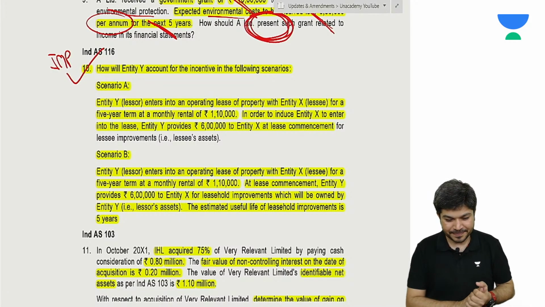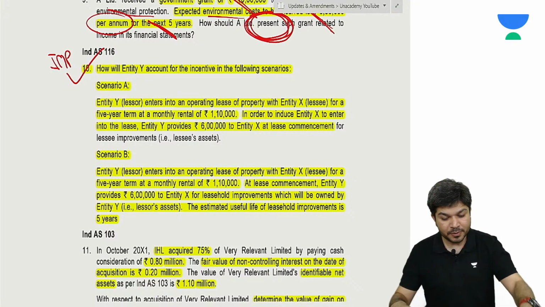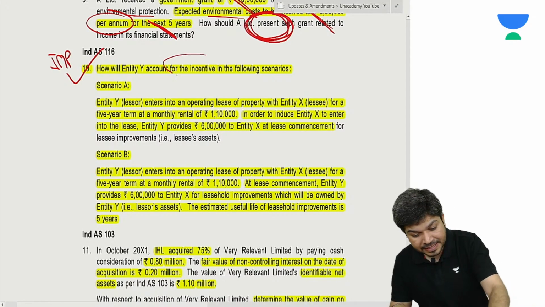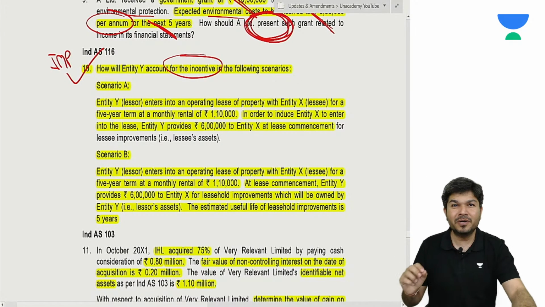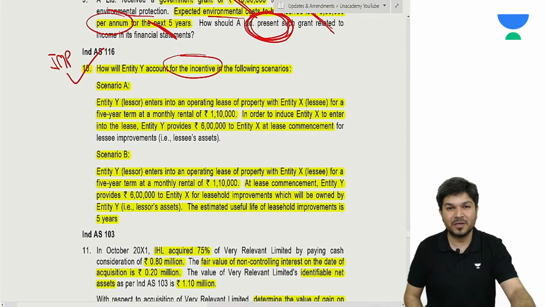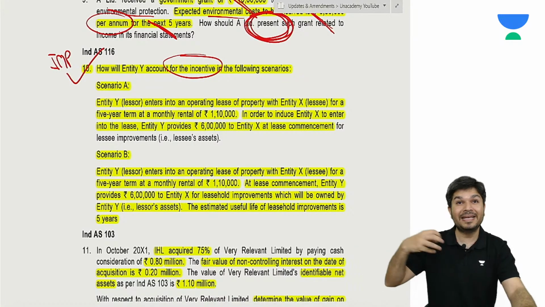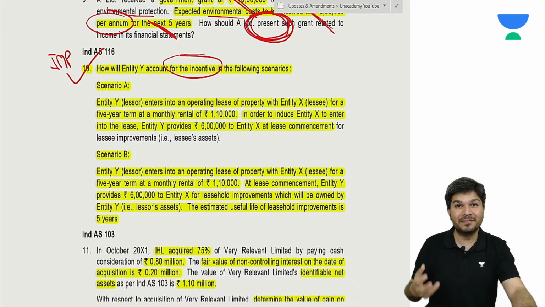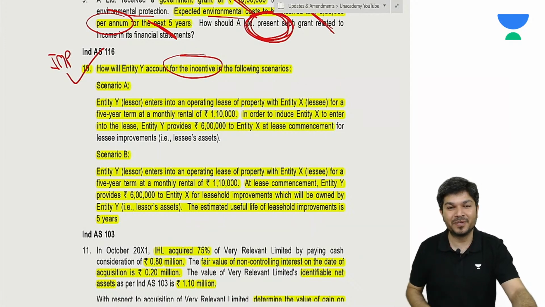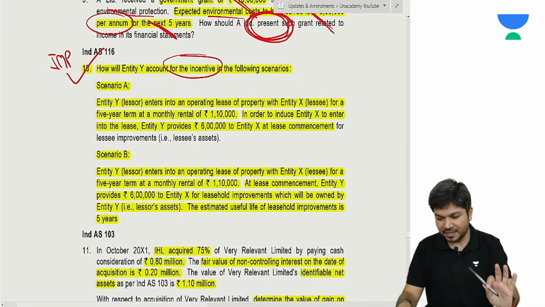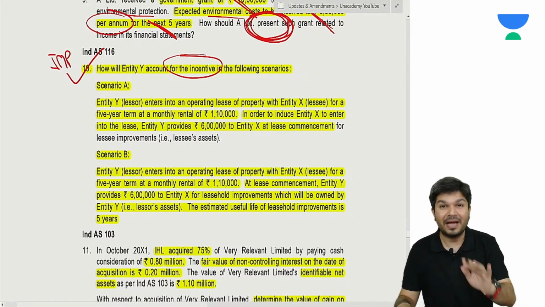Okay, question number 6. How will entity Y account for the incentive? Have you heard the word lease incentive? To motivate someone to come and take the lease. To motivate, the lessor pays the lessee. To motivate the lessee to accept the lease, the lessor pays something. That is lease incentive. This word we have already discussed in class. It has already come.